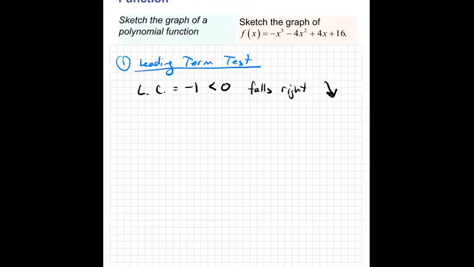The degree of the polynomial is 3, which is odd. So that means the other side does the opposite. So it's going to rise to the left. I'm going to go up to the left, right?